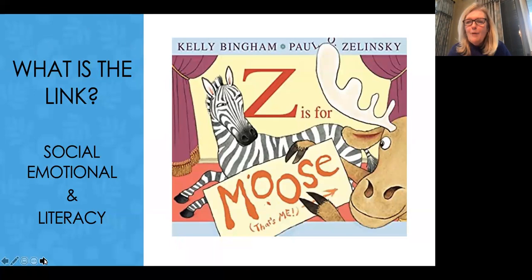I'm not going to read the book to you, just time-wise, but I'm going to tell you about this book if you aren't familiar with it. And I want you to think about what is that link between social, emotional, and literacy here. So this is an alphabet book.